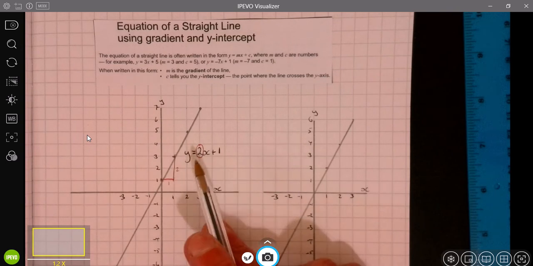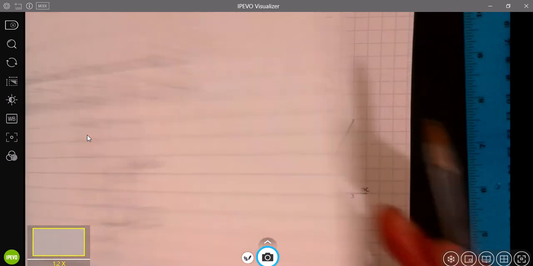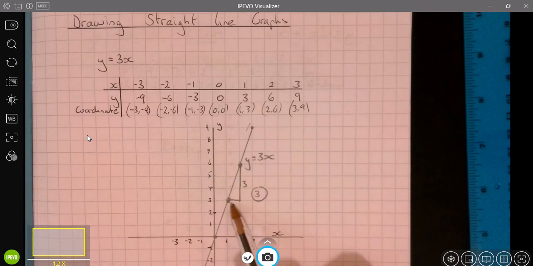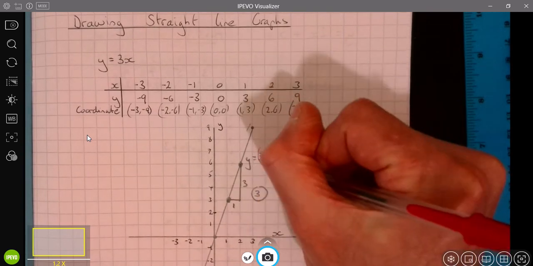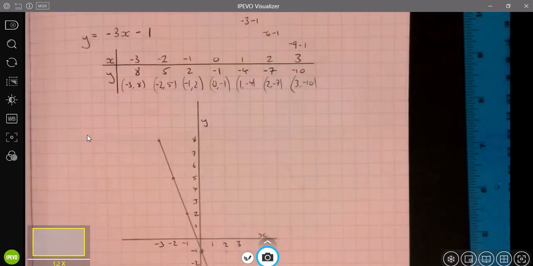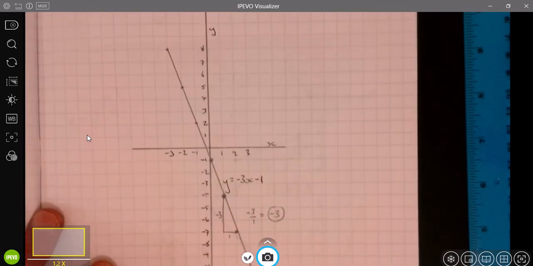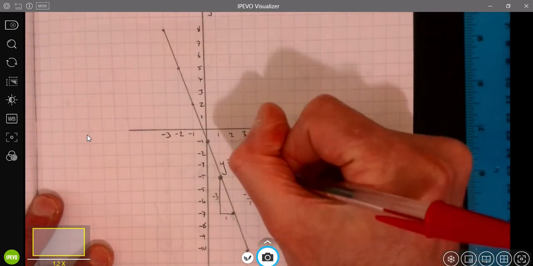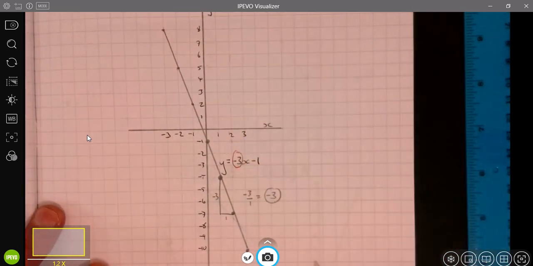If you remember the previous examples that we did, let me just quickly pop those up for you. Do you remember this one? So, y equals 3x. The gradient was 3. There it is. So we can tell straight away what the gradient is just from looking at the equation. Here was the other one, look. Have a look at this. On this one, the gradient was minus 3. That was the equation that we just had there.